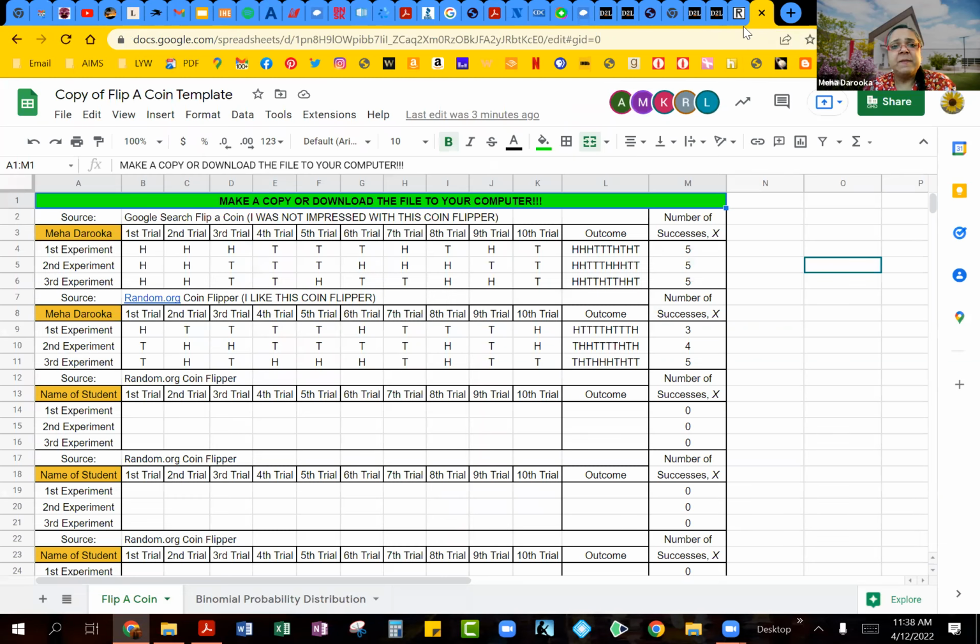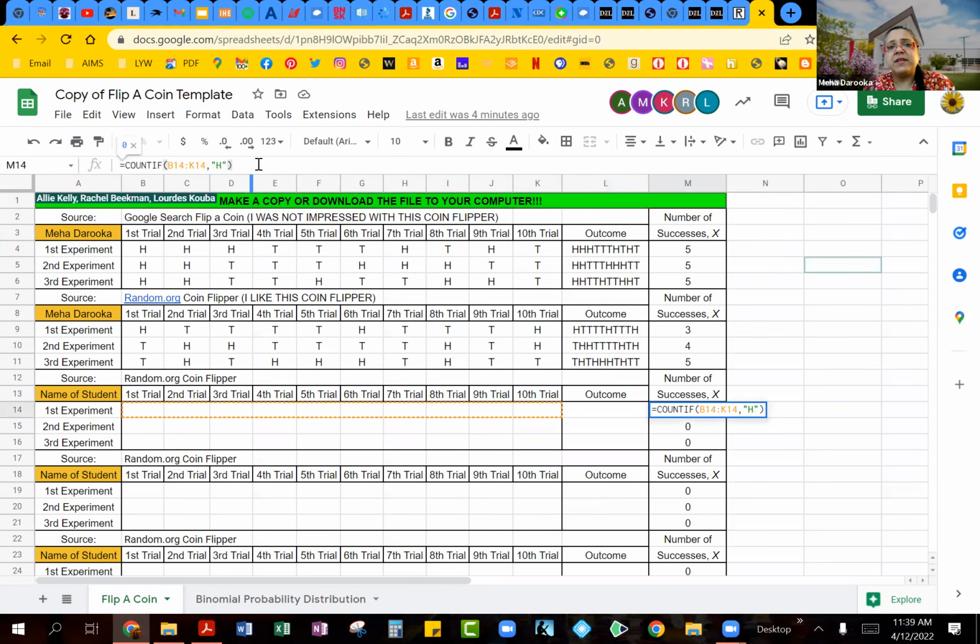Honestly, it doesn't matter. But as you can see, you need to start recording your first trial: did you land on a head or a tail? The second one, where did you land? The third one. And then you fill in your outcome, and usually we fill in the outcome in the order that your trials gave you the heads and the tails. And the total should come out on its own because I've actually put a formula in there.